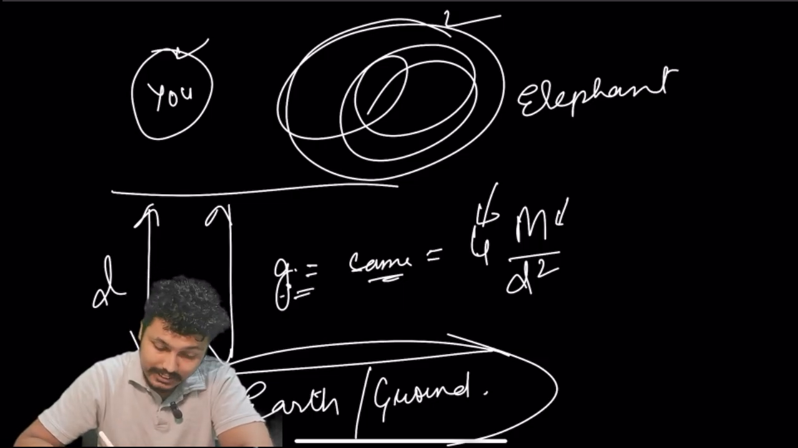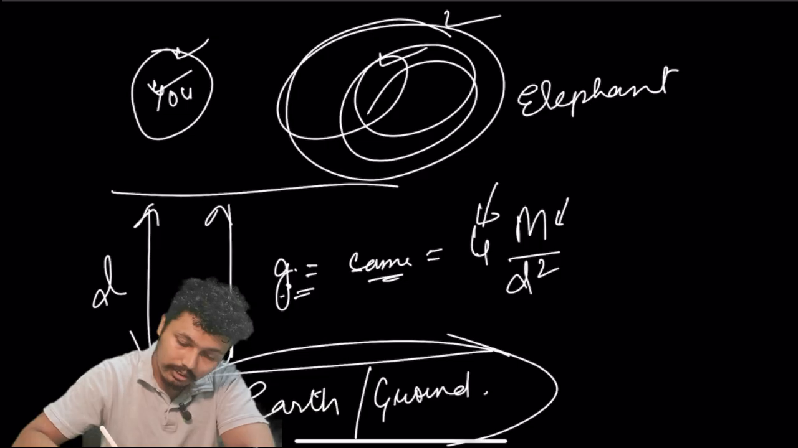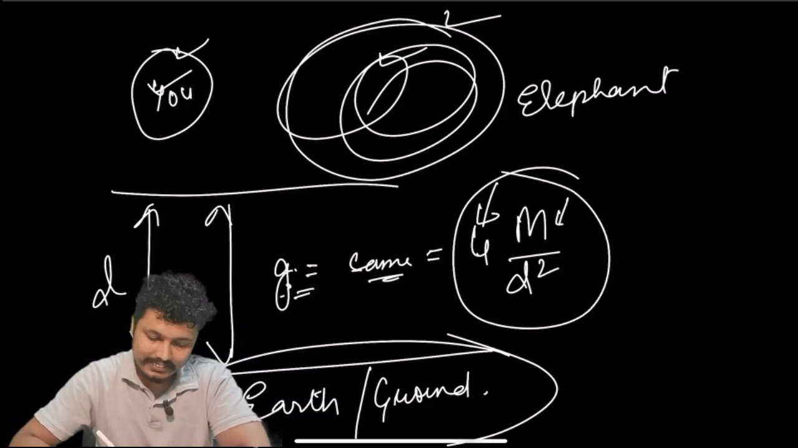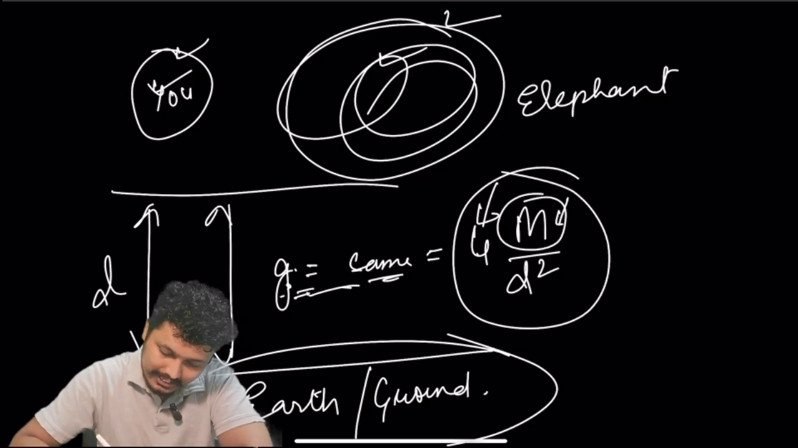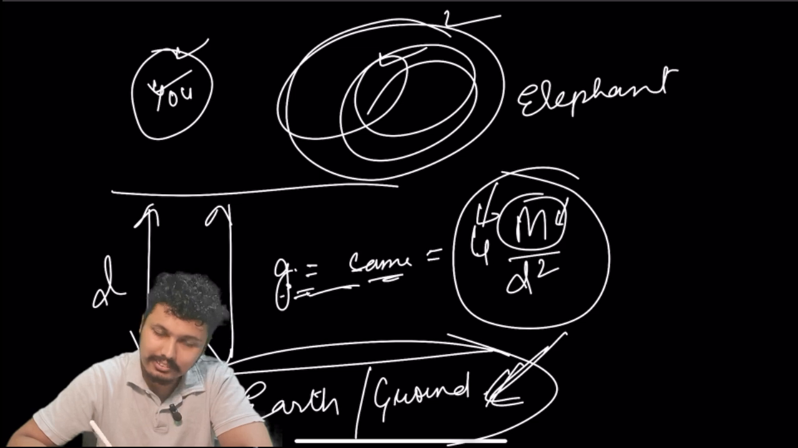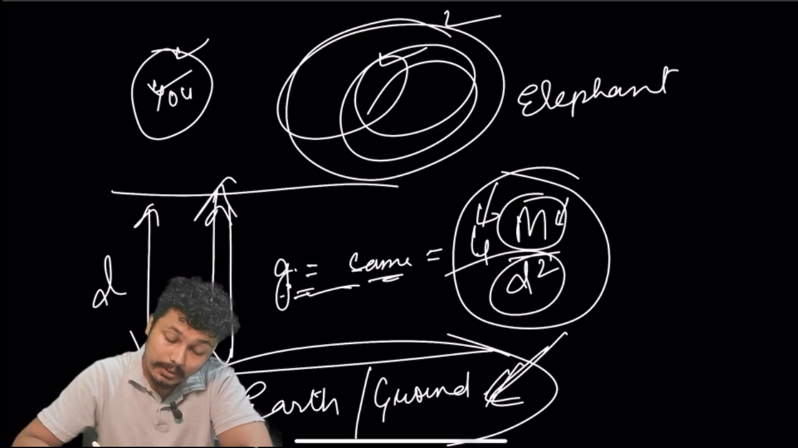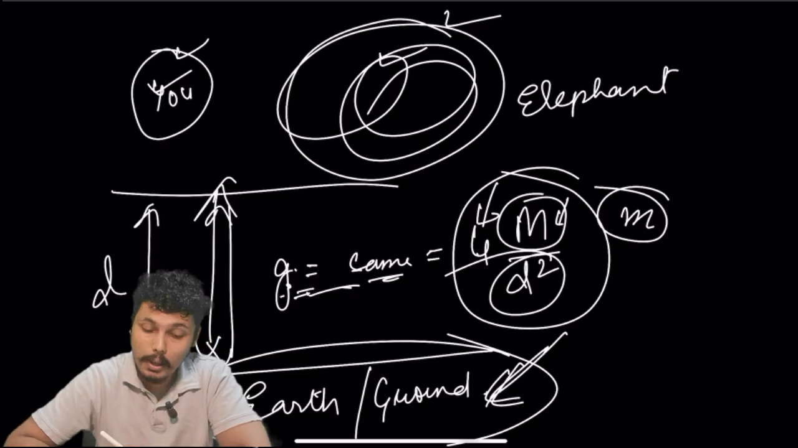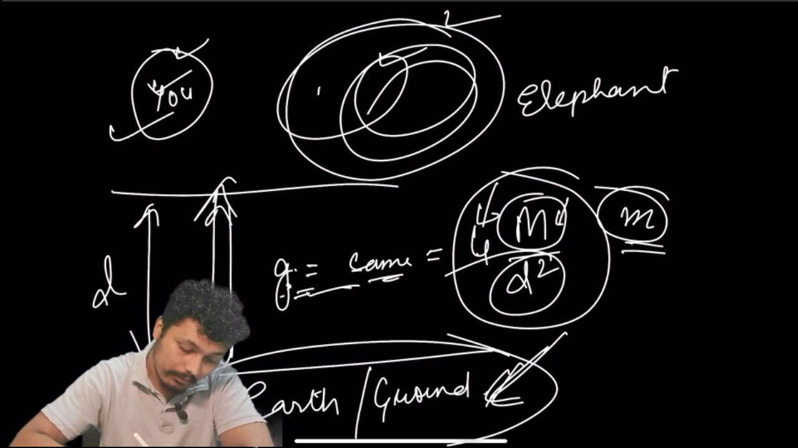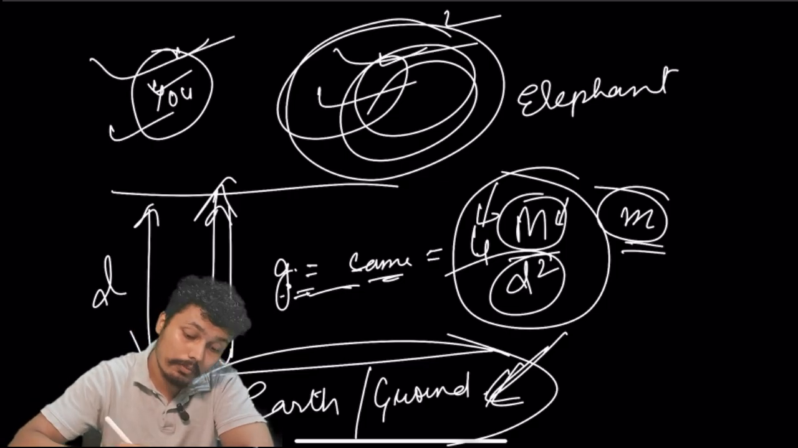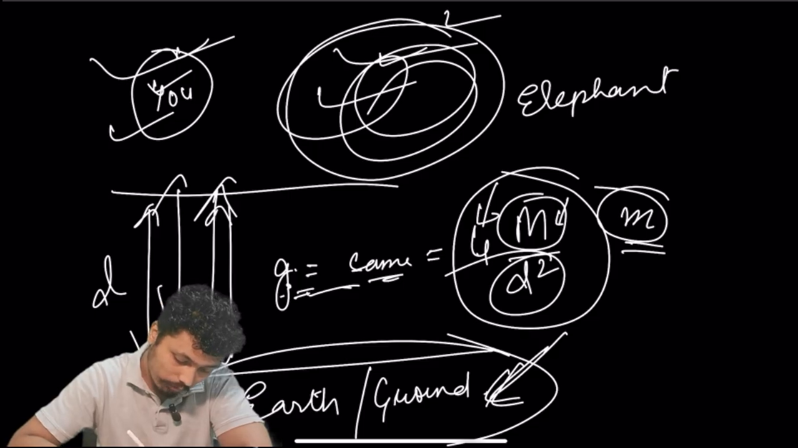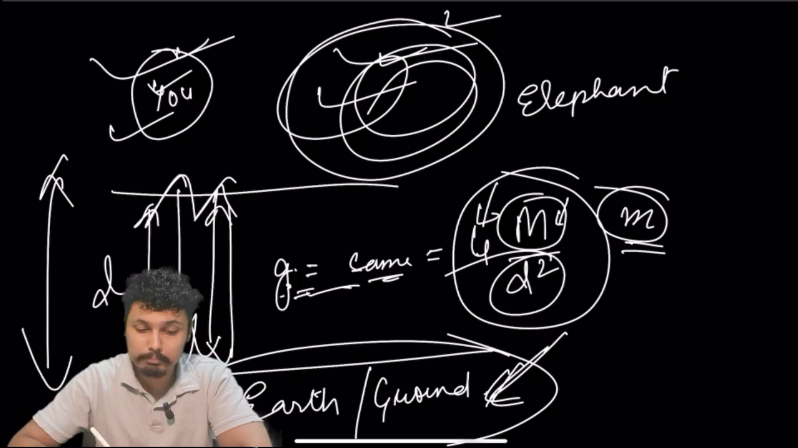g doesn't depend upon the mass of these two. Look, it's not there in the equation. g depends only upon the mass of the earth and the distance between them. It doesn't depend upon small m. Whatever the mass of these two may be, the falling down force will be the same.